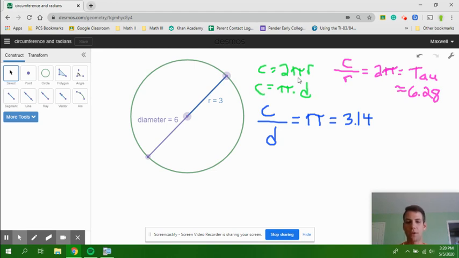Or I would double that same ratio and multiply by the radius length to see how many of those radius lengths will go all the way around the circle. And that is a brief history of where the formula for circumference comes from.